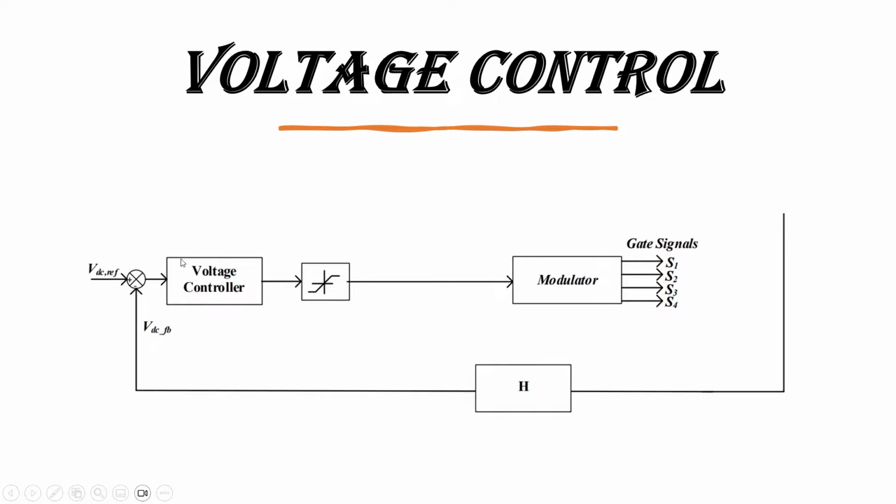For the voltage controller, we are going to use the PI controller here, and after that a saturation block, and we are going to generate the gate pulses using it. H is the feedback transfer function, and it will be feedback from the VDC.